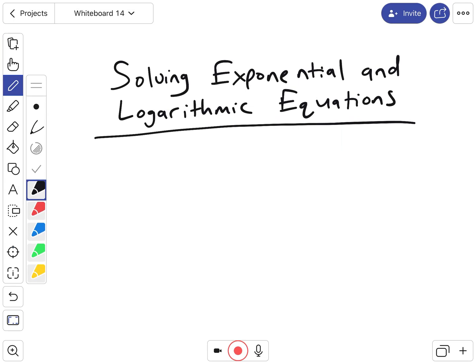And the technique that I'm going to use more often is converting an exponential to a logarithm and vice versa. So I'm going to do a couple of examples. So here's example one.